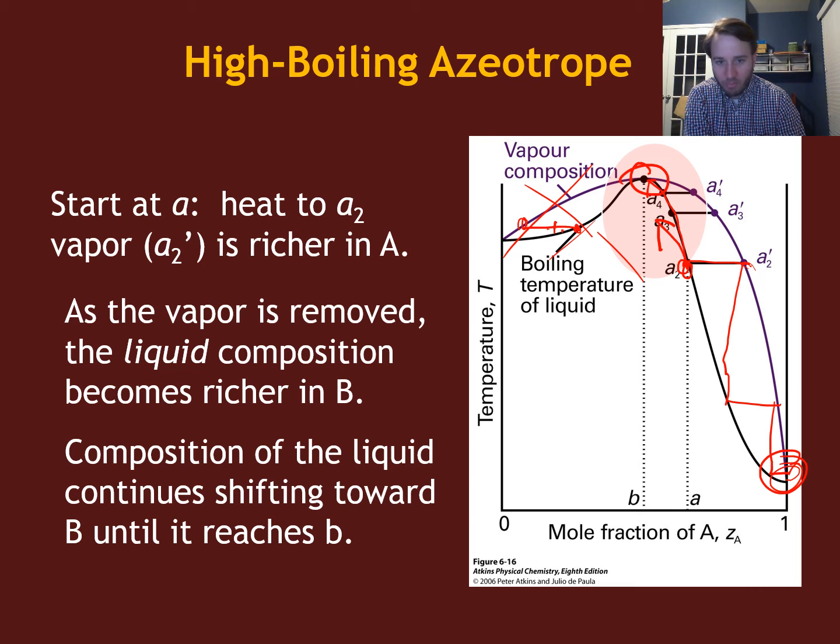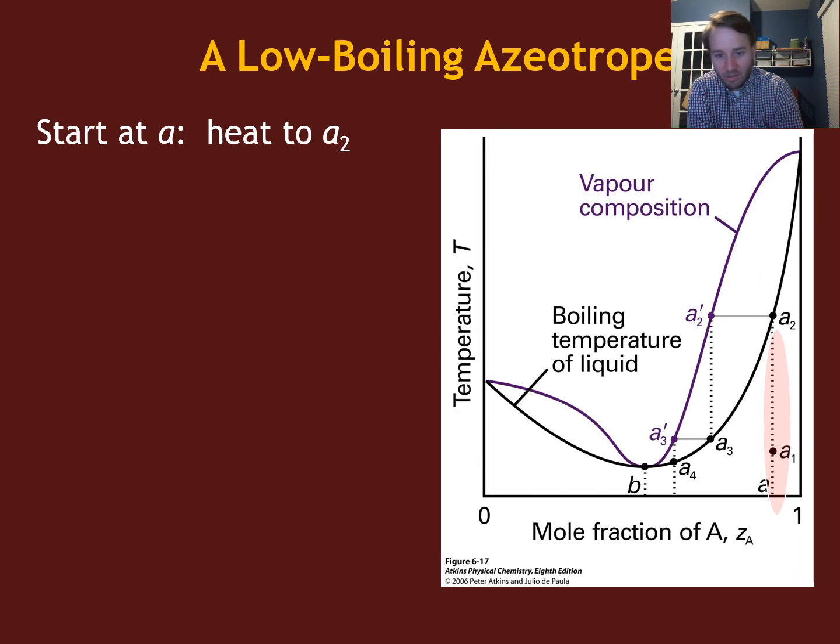So for a high boiling azeotrope, I can purify some of A if I'm on the right side of that azeotropic point. But I'm not going to be able to purify all of it, because eventually I will make the composition of my liquid equal to where that azeotropic point is, and then I'm stuck. Then there are low boiling azeotropes.